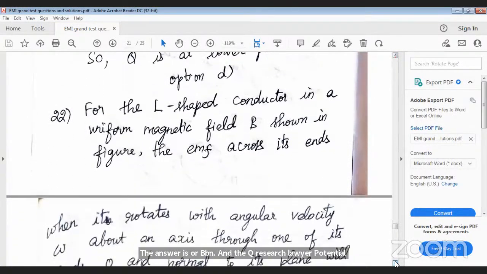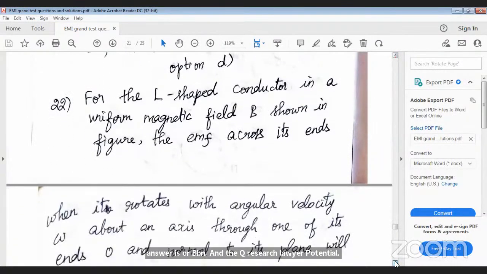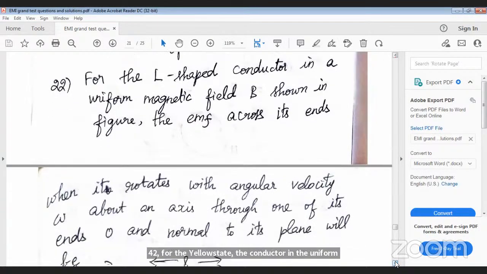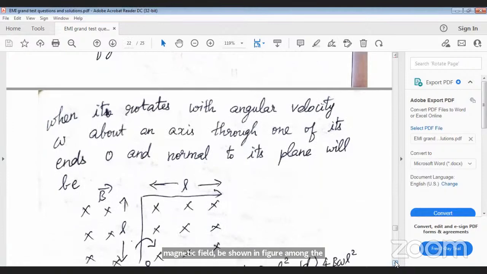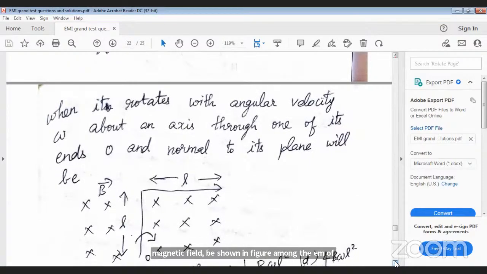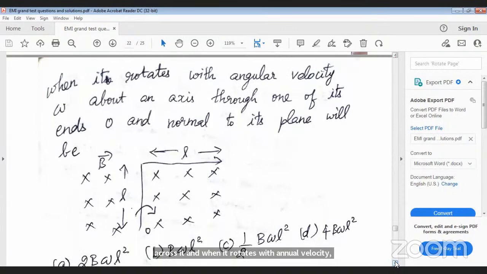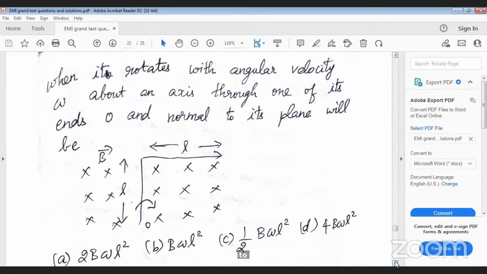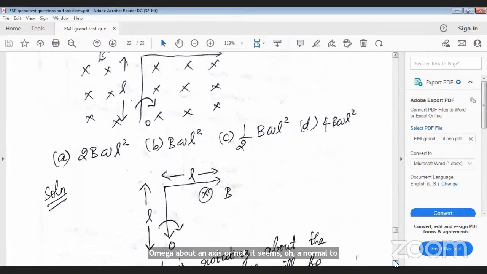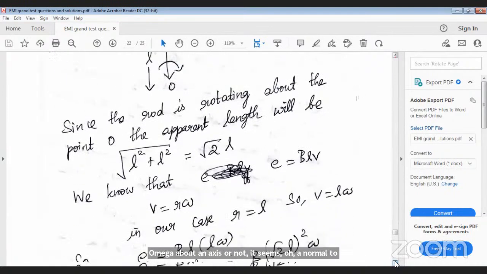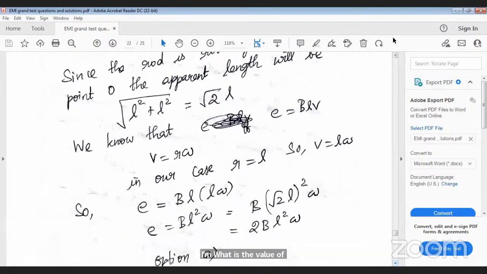Then question number 22. For the L-shaped conductor in the uniform magnetic field B shown in the figure, the EMF across its ends when it rotates with angular velocity omega about an axis through one of its ends O and normal to the plane will be. So here you have the L-shaped conductor rotating with angular velocity omega about an axis through one end O, normal to the plane. We need to find the value of that EMF.